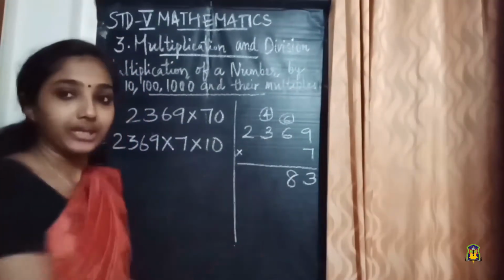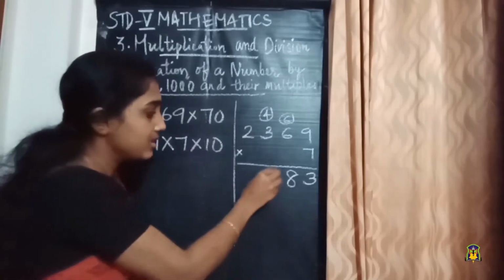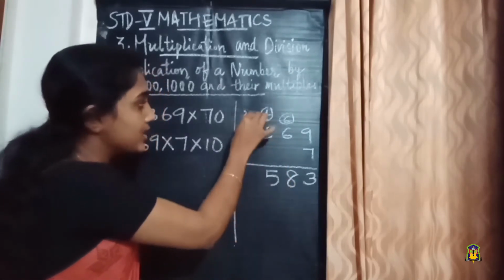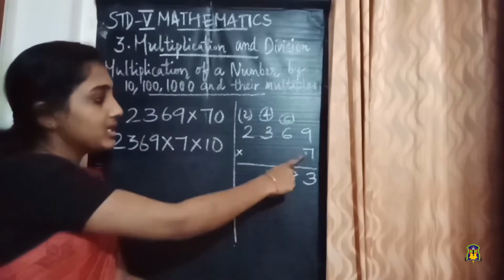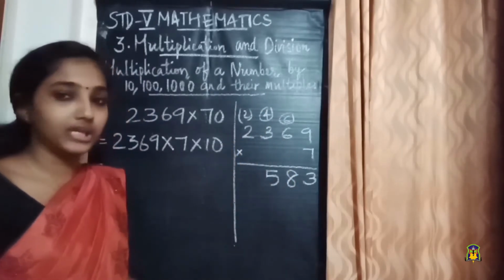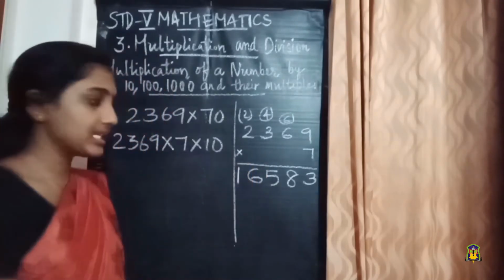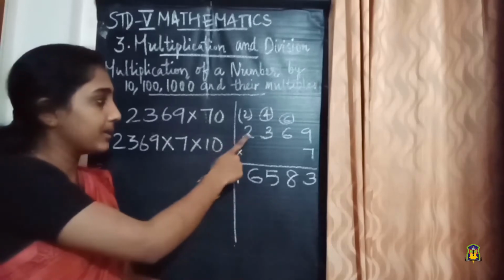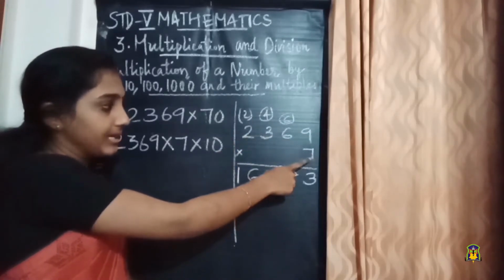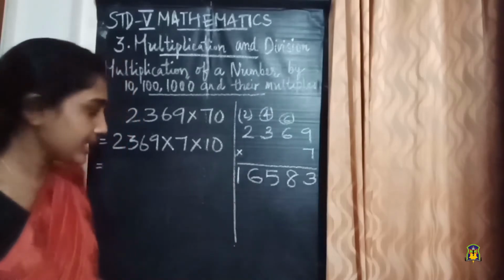Then 7 into 3 gives 21. 21 plus 4 is 25. So we write 5 here and 2 is carried. 7 into 2 gives 14. 14 plus 2 gives 16. Writing 6 here, 1 is carried. So after multiplying 2369 with 7, we got 16,583.